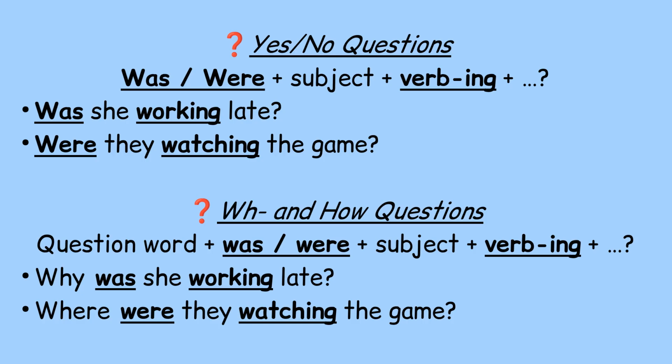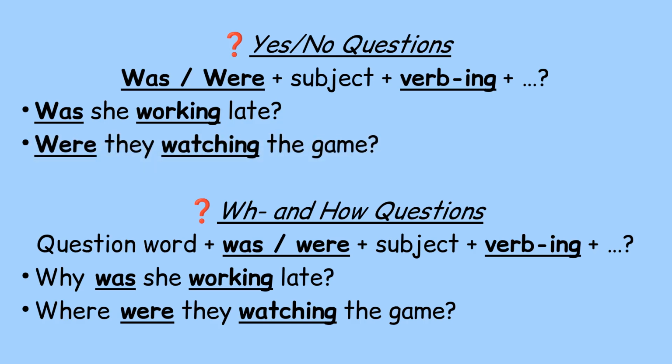Yes and no questions are formed with the be verb was or were, the subject, and the action verb plus ing. Was she working late? Were they watching the game?